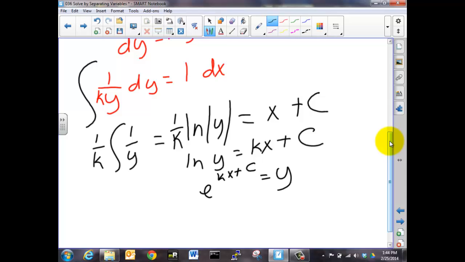And now we could say e to the kx plus c equals y. Excuse me, I said that wrong. e to the kx plus c equals y. So y equals c e to the kx. Y equals c e to the kx. Have you seen that before? Doesn't spell anything?